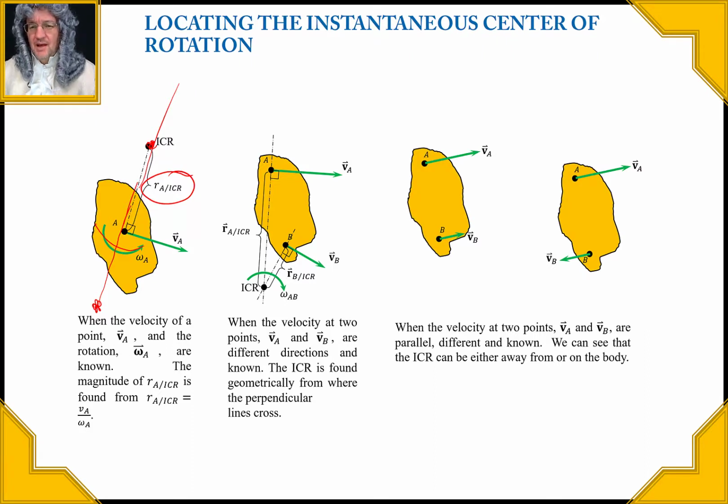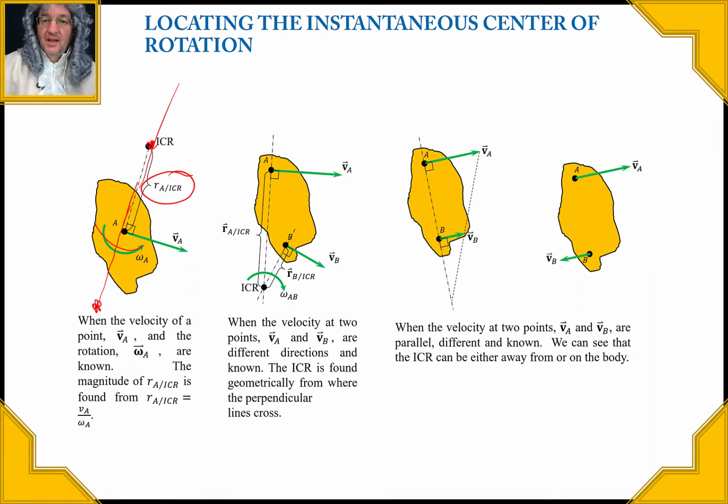What could potentially happen is that sometimes the velocities could be parallel to each other. If they're parallel and equal, there is no rotation, and so the instantaneous center of rotation would be infinitely far away. Because if something is in pure translation, did I say pure rotation? I meant pure translation. If the points are equal and parallel, this thing is in pure translation. But if they're parallel but not equal to each other, there will be an instantaneous center of rotation, and it will be somewhere.